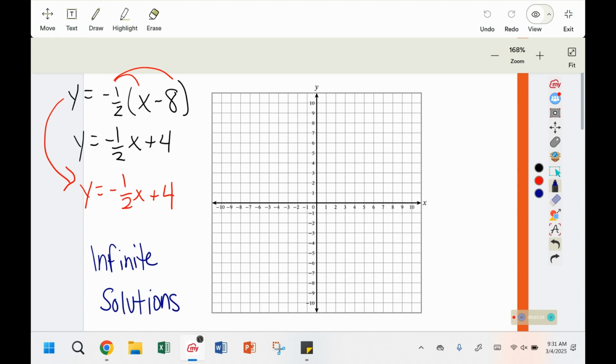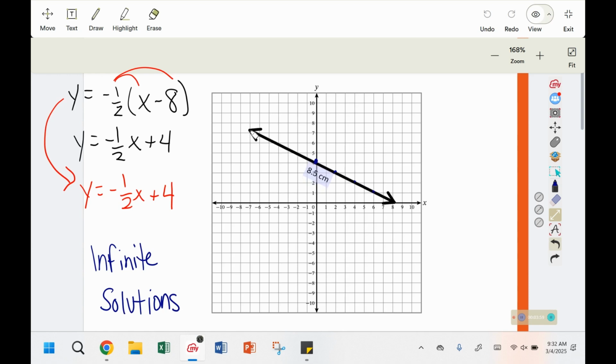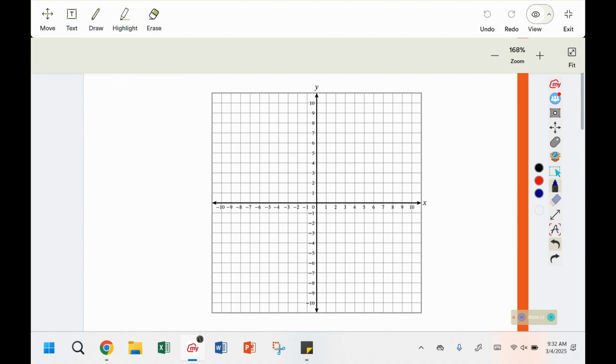But let's graph those lines just to be sure. We have a positive 4 as our y-intercept, and the slope tells us to go down 1 and right 2. And then we'll connect those using a straight line. This would also start at 4 and go down 1 right 2, so it's the same line for infinite solutions.